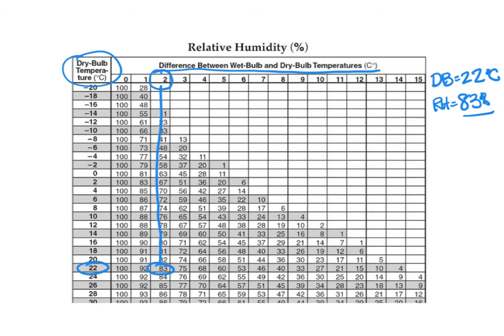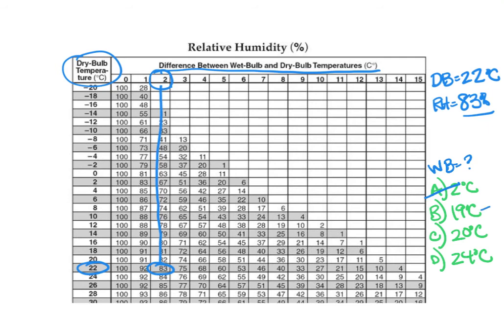The answer choices, if you remember: the first one was 2 degrees Celsius. The second one was 19 degrees Celsius. The third one was 20 degrees Celsius. And the last answer choice was 24 degrees Celsius. So we need to find the difference here. I'm trying to figure out the wet bulb temperature. I know that the dry bulb is 22 and the difference is 2. It can't be 2 degrees, we just said that. Could it be 19? No, because that's 3 less than 22, so I know that can't be it.